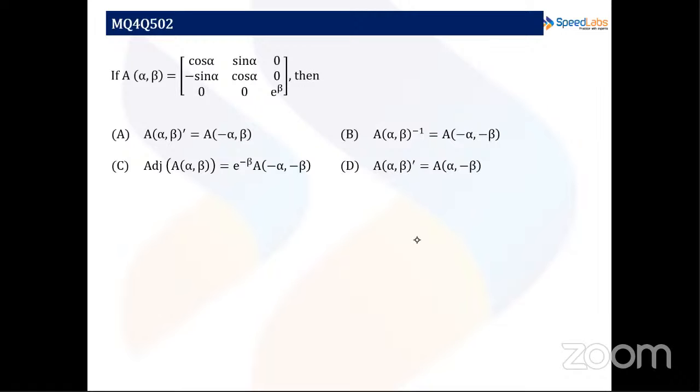Now moving to the next question. If A is a matrix in terms of alpha and beta, with rows (cos alpha, sin alpha, 0), (minus sin alpha, cos alpha, 0), and (0, 0, e to the power beta), then A transpose will be cos alpha, sin alpha, 0. First row will be turned into first column, second row will be turned into second column, and third row will be turned into third column.